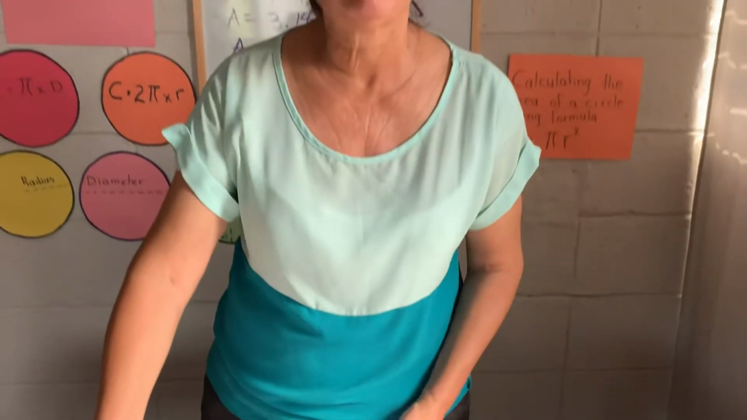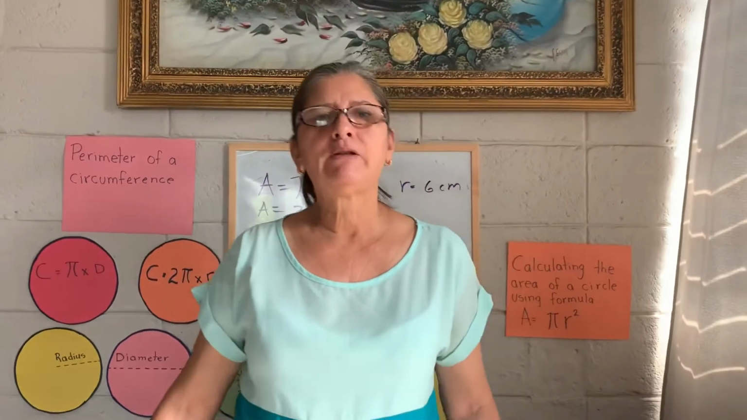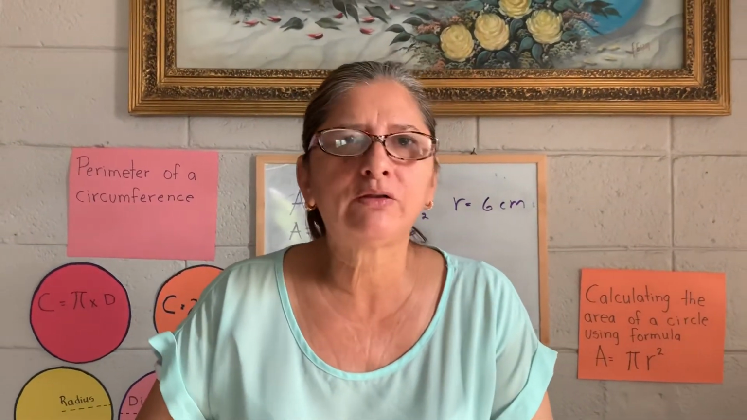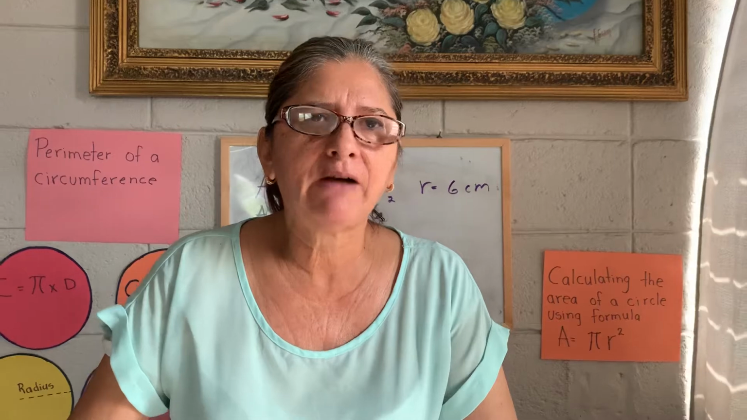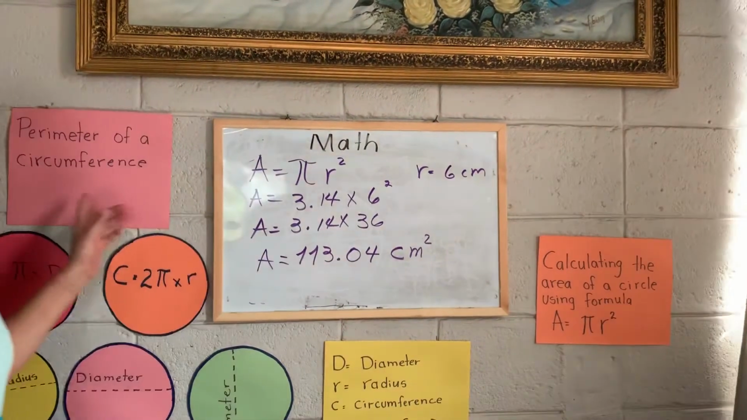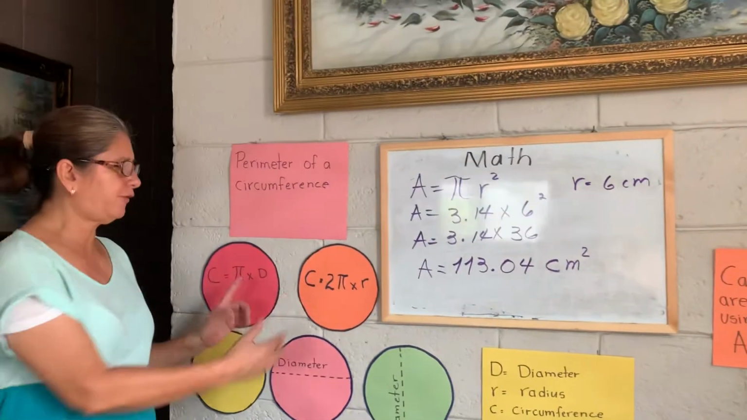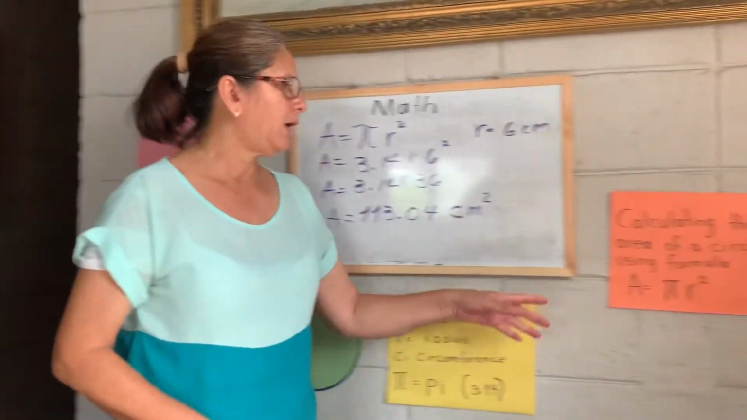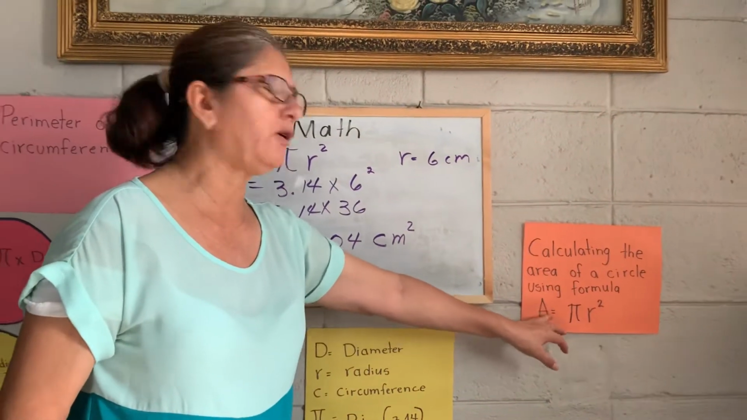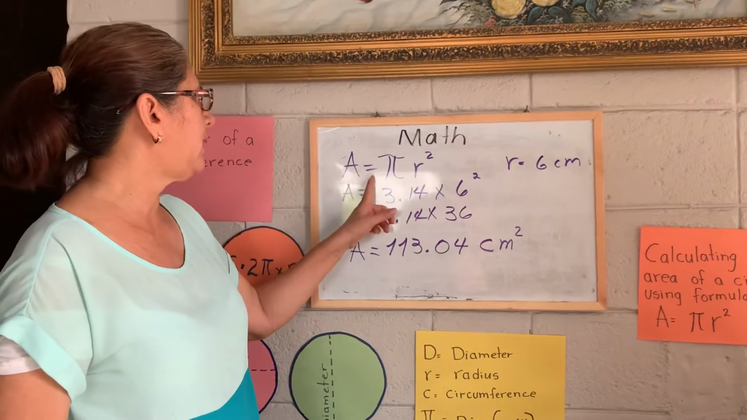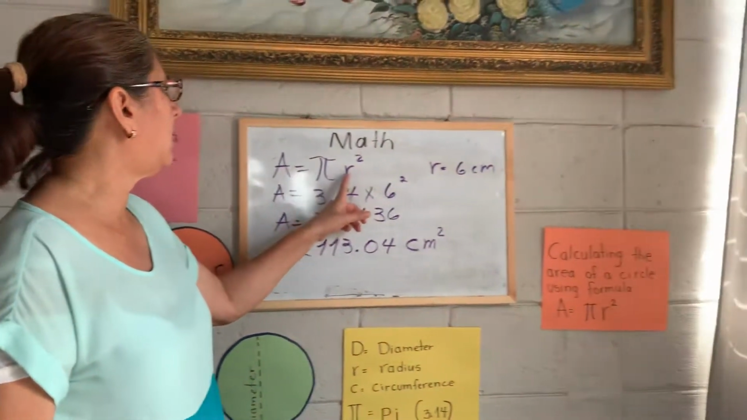I hope you have understood the main goal of this class: apply the formulas to find the perimeter of the circumference, applying these 2 formulas, and calculate the area of the circle, applying A equals pi r squared.